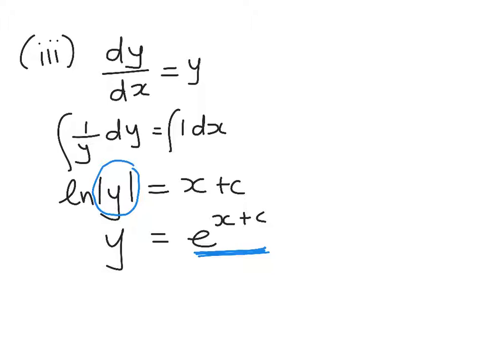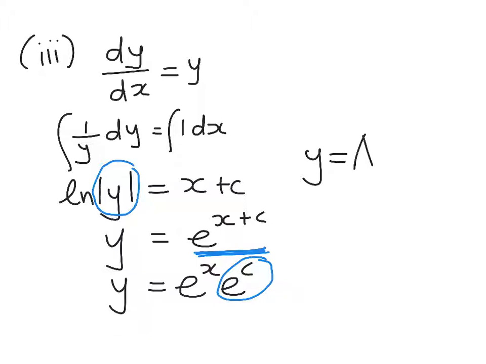The second thing to note is that I can split this up as follows. So I get y is equal to e to the power of x times e to the power of c. This is an arbitrary constant, so our final solution for this one is simply y is equal to a e to the power of x. There are quite a few common constants of integration that we use. A is a really common one. The other thing you might see for that is k e to the power of x.